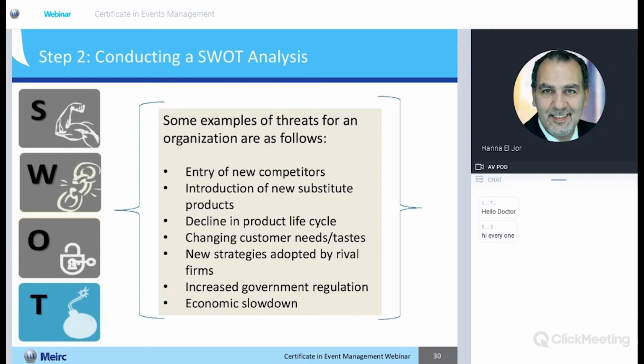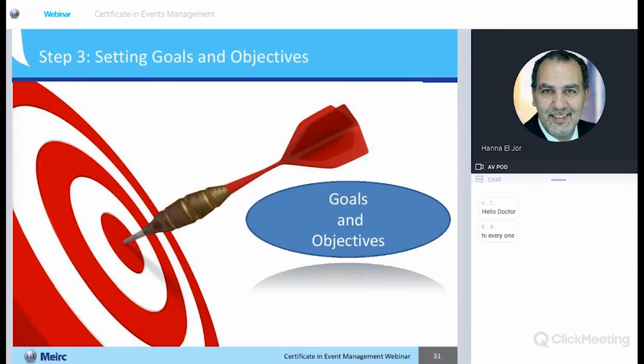Some examples: a new competitor, they may affect us, or then again, they may not. But we need to pay attention to that. A decline in any product life cycle, also we need to pay attention. If it keeps on declining, then we will have a problem and the threat will become a weakness.